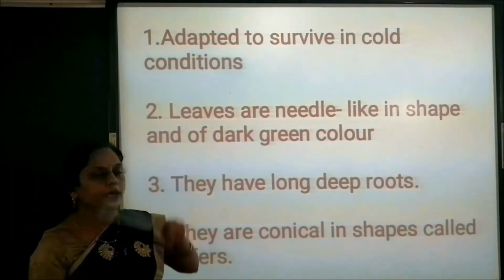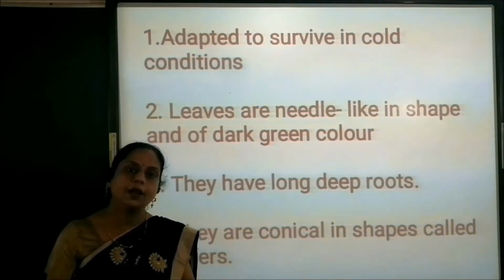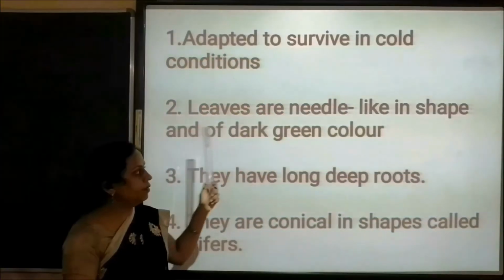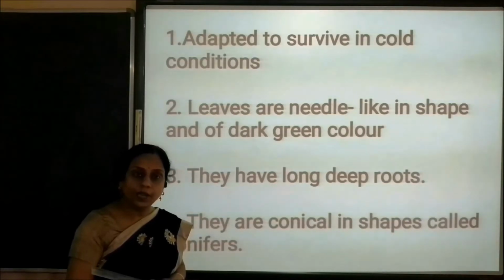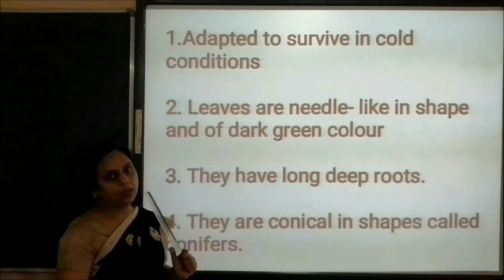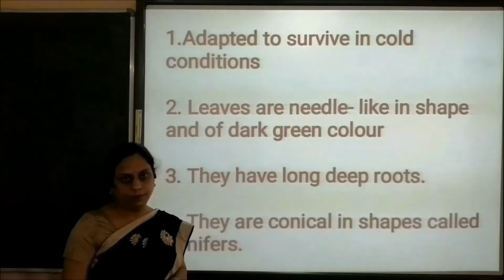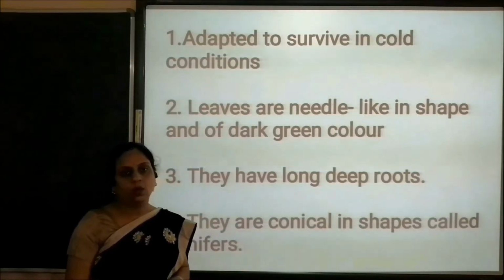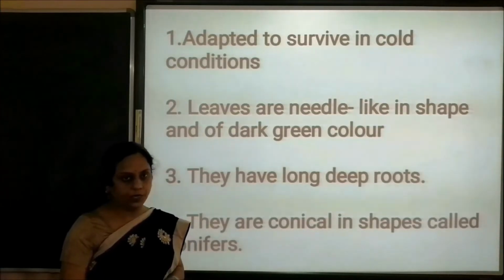They survive in cold conditions. That means the climate is cold and there is regular snowfall. Leaves are needle-like in shape. That means leaves are very thin and drooping downwards. They are of dark color. They have a long, deep root system. They have long deep roots to collect more water and nutrients.